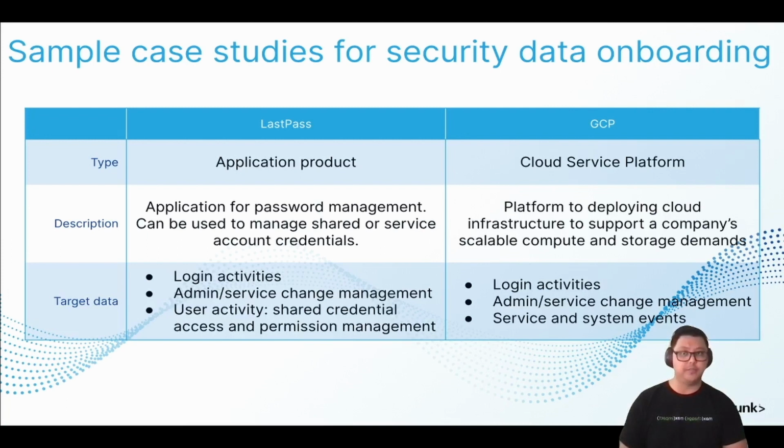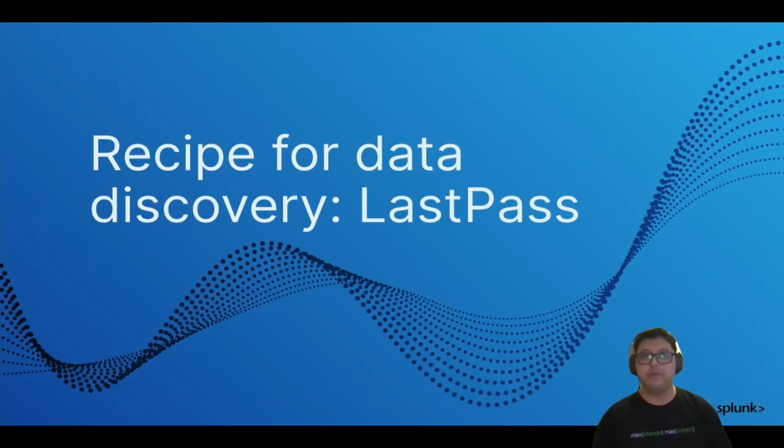The target data we're looking for with LastPass includes the following: login activities, admin service change management, and user activity, sharing credential access, and permission management. With GCP, similarly, we're looking for login activities, admin and service change management, but we're also looking for service and system events. Let's build a recipe for discovering what data is available from LastPass.